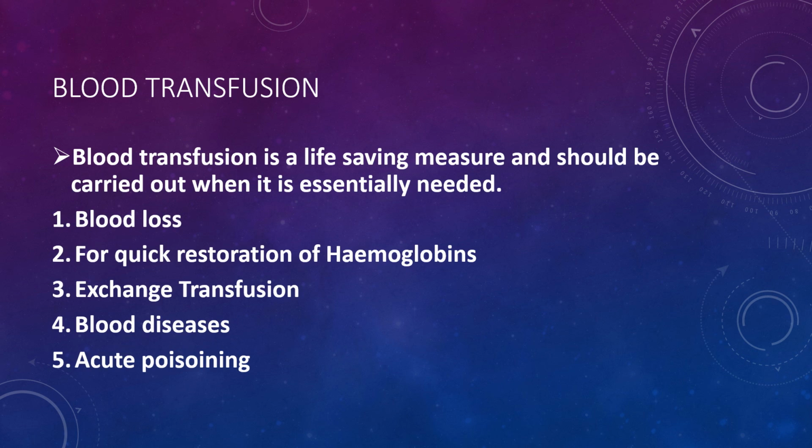In exchange transfusions, there are certain places where exchange transfusion is required, particularly in Rh incompatibility, where exchange transfusion is one of the indications for blood transfusion. The most common blood disease where blood transfusion is required is thalassemia, and in acute poisoning, such as carbon monoxide poisoning, it can be of some help. So these are some indications for blood transfusion.